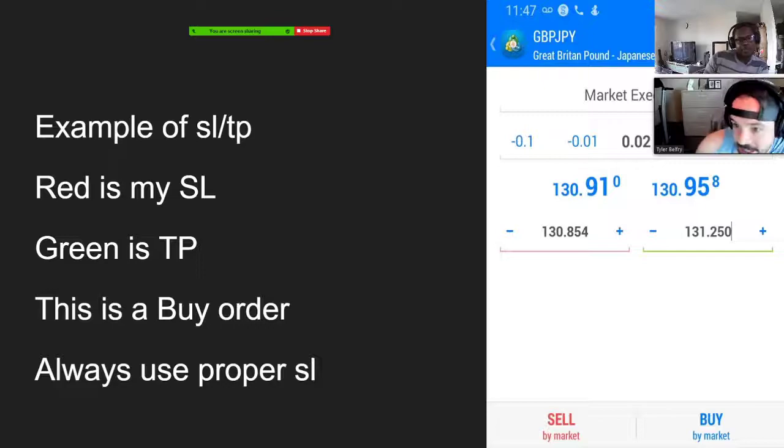Exactly. And then if it goes to 130.854 or below, once it hits there, it'll automatically sell, or it'll close out that trade. Okay. And I'll lose 29 pips or whatever it is. Right. So it'll just close it out if it decides to do that. Yeah. But then 131.250, if it gets to there, then it'll sell. Yes, it will sell that position and I'll keep the profits.